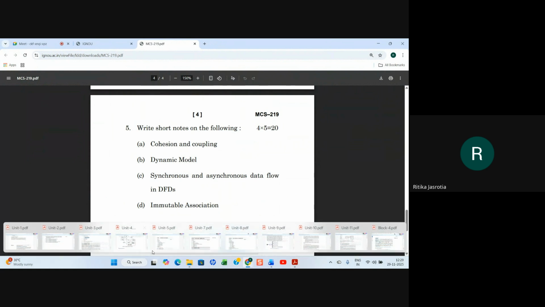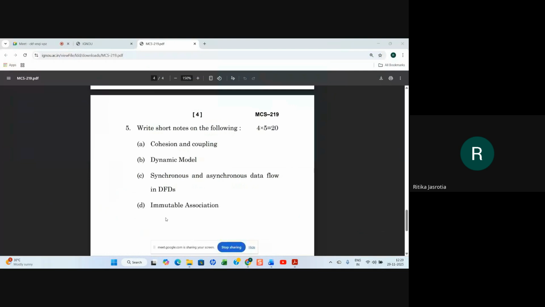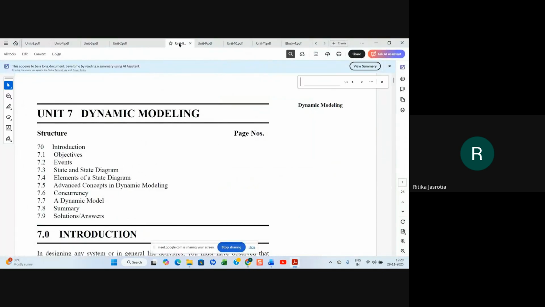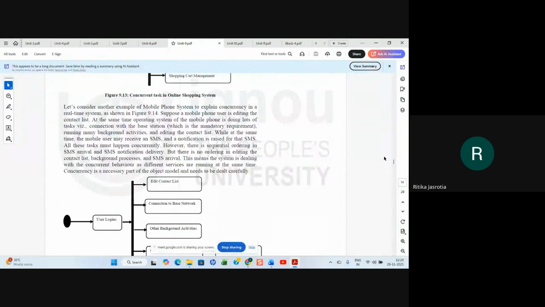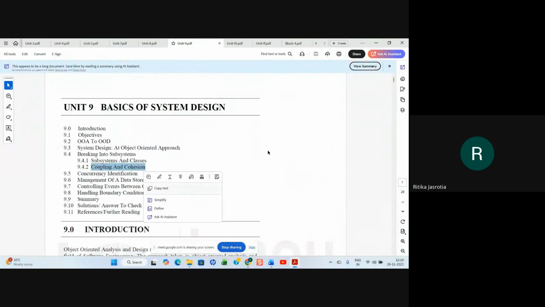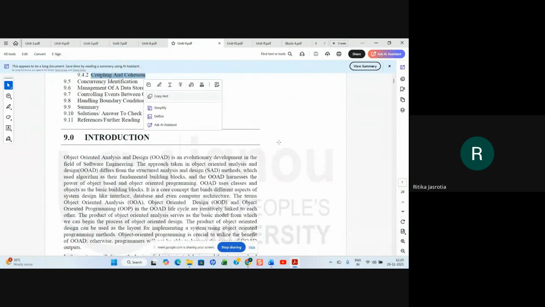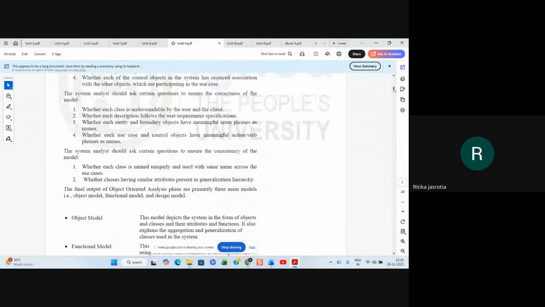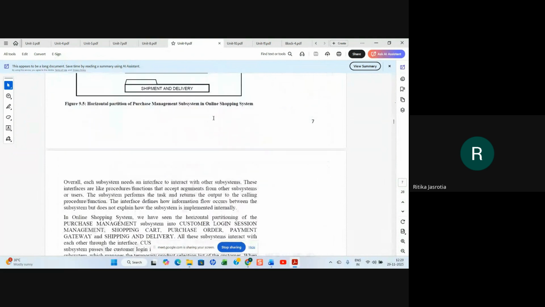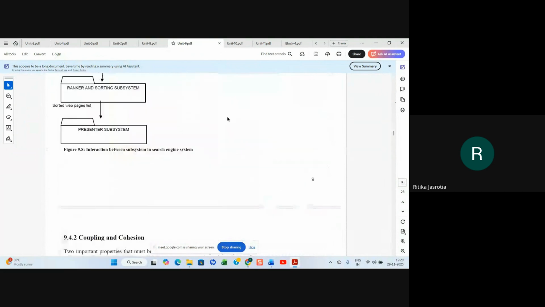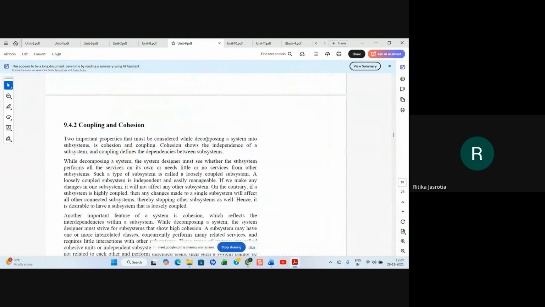So we had also seen cohesion and coupling somewhere here in unit 9. When you break down the system, the two important properties that must be considered when decomposing a system into subsystems are cohesion and coupling. Cohesion shows the independence of a subsystem, and coupling defines the dependencies between subsystems.